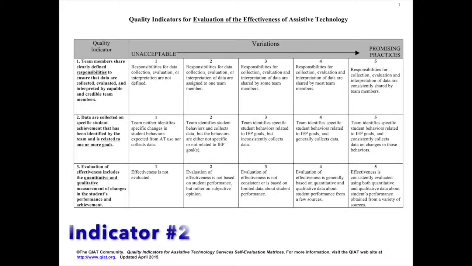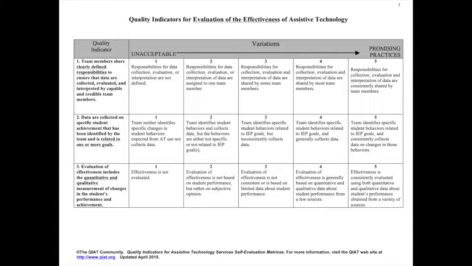Indicator 2: data is collected that has been identified by the team and is related to one or more goals. So this is also about our collection strategies, the team figuring out what data it is we are looking for. You notice the word consistent shows up in this list as well. This idea of finding specific pieces that we can collect data from. So it talks about, and I look at 3, it says team identifies specific student behaviors related to IEP goals, but inconsistently collects data.